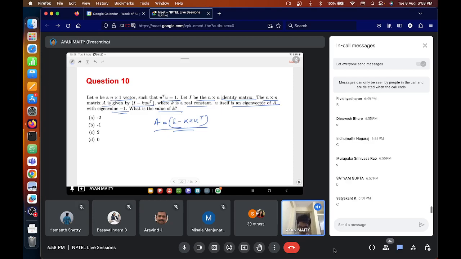Satyam Gupta is saying option B, -1. Okay. Satyakant is saying option C.